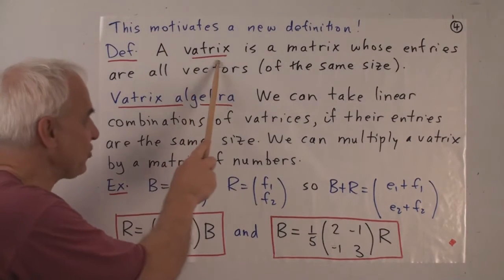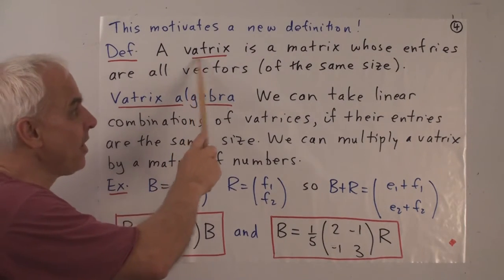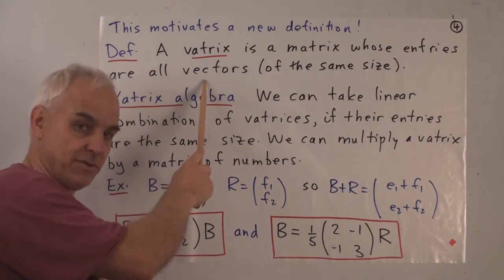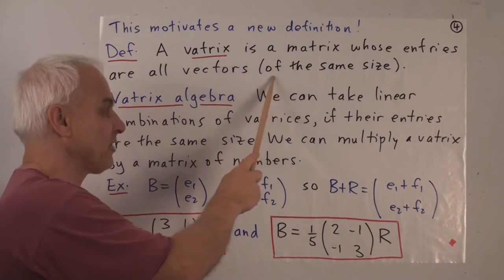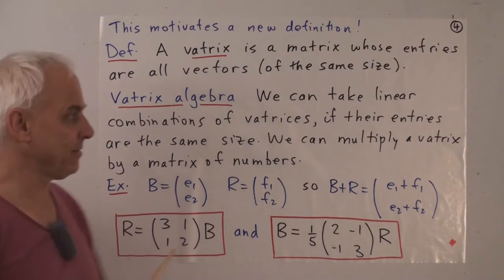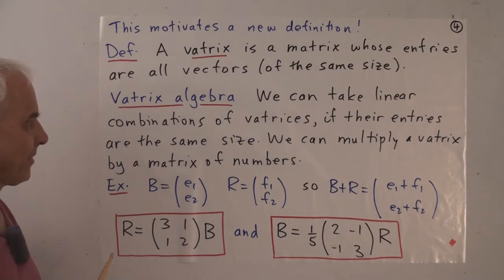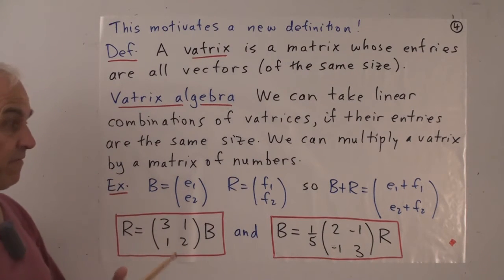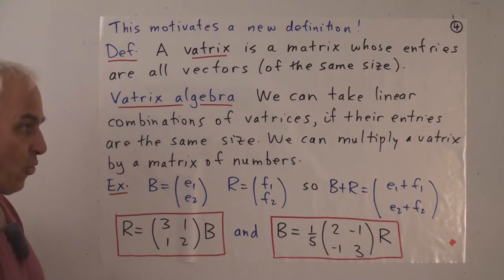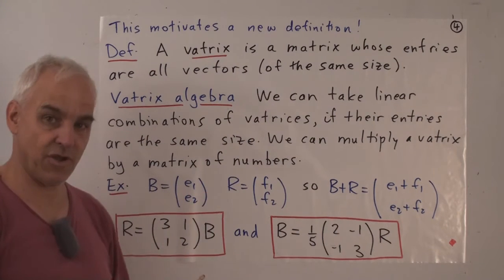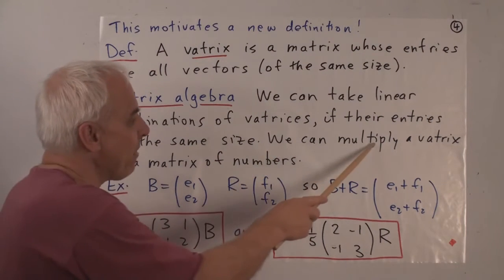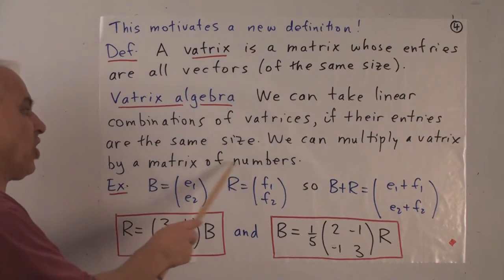We're going to define a vatrix, with a V, to be a matrix whose entries are all vectors. And we're going to agree that the vectors are all of the same size. So now instead of having matrix algebra, we can consider vatrix algebra. We can take linear combinations of vatrices if their entries are the same size. And more importantly, we can multiply a vatrix by a matrix of numbers.